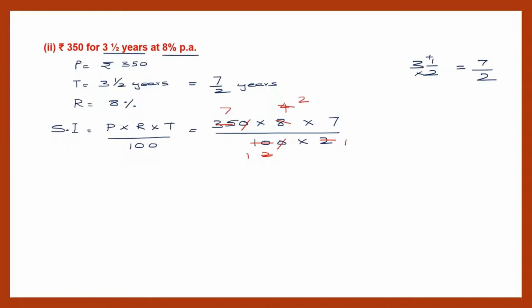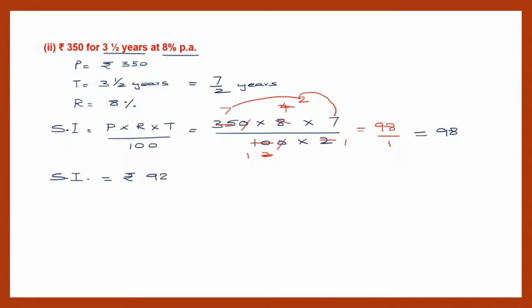Let's multiply the numerators. 7 2s are 14, and 14 into 7. Multiply. 7 4s are 28, carry 2. 7 1s are 7, 8, 9. So this is 98, and in the denominator 1 into 1 is simply 1. So 98 by 1 is 98. So we have found the simple interest. Simple interest is equal to rupees 98.